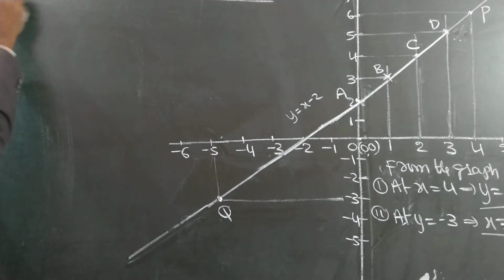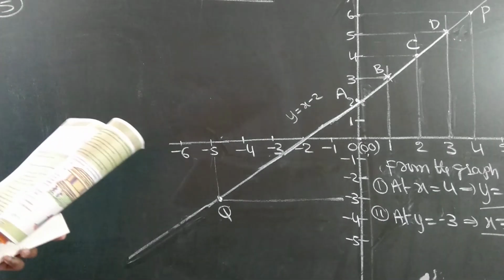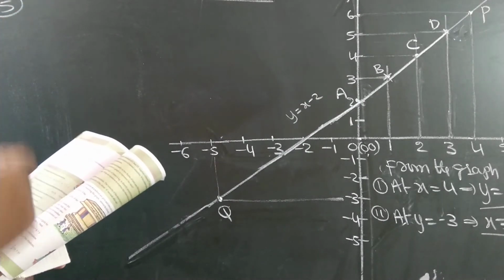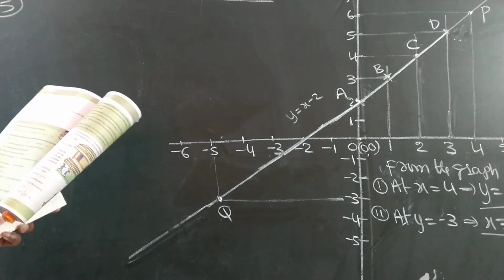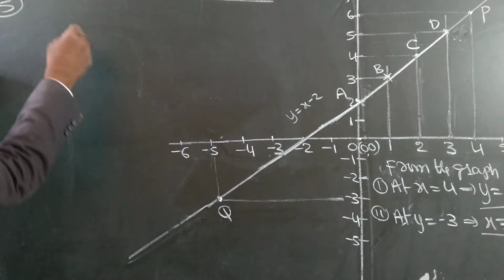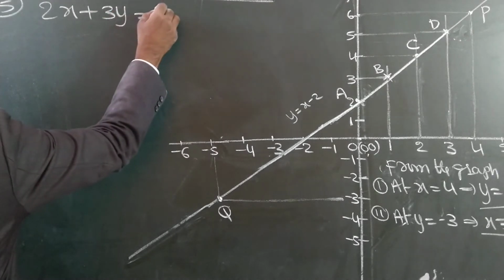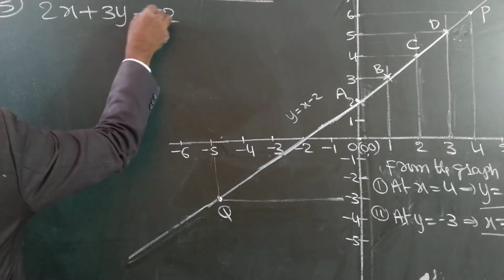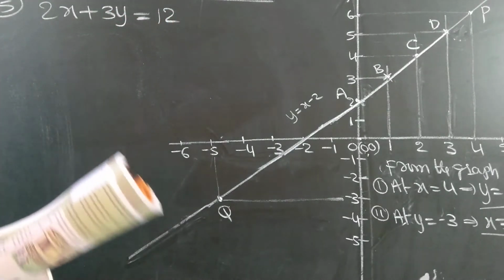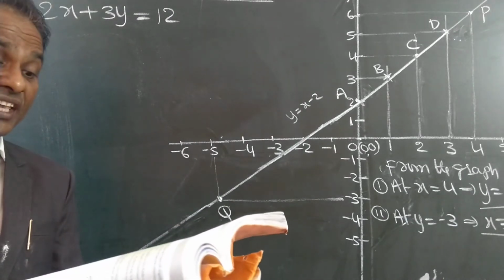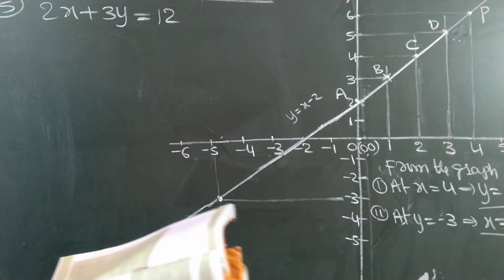Fifth also I will do up to some extent. If time is over, then you can continue that problem. So the fifth also I will solve. 2x plus 3y is equal to 12. This is the given equation.